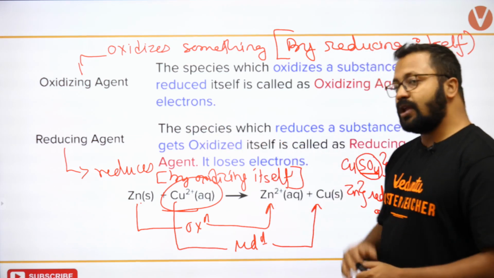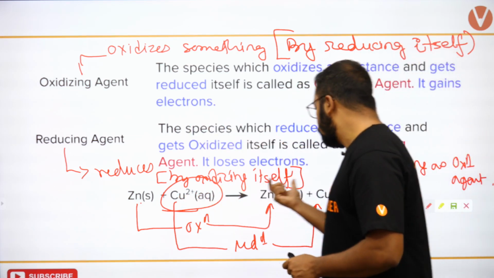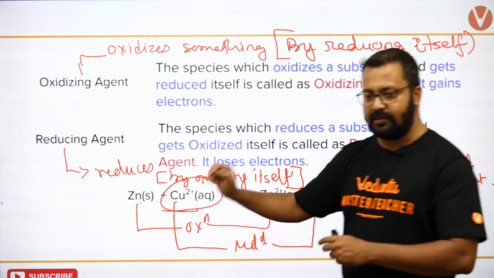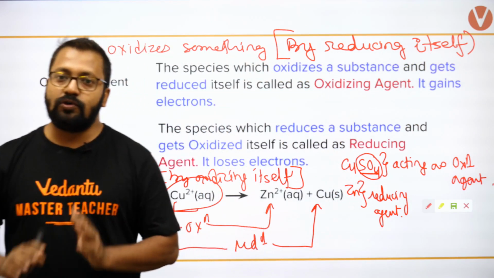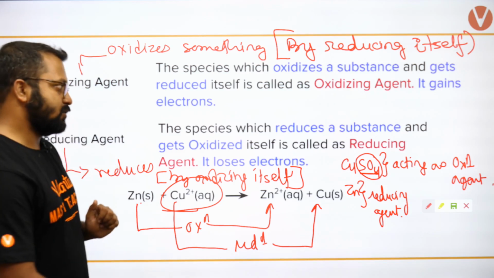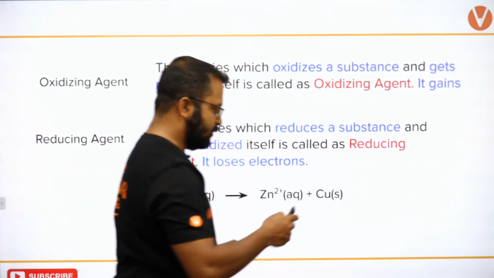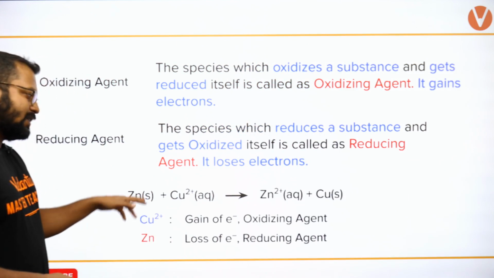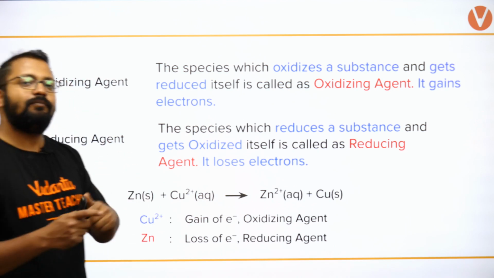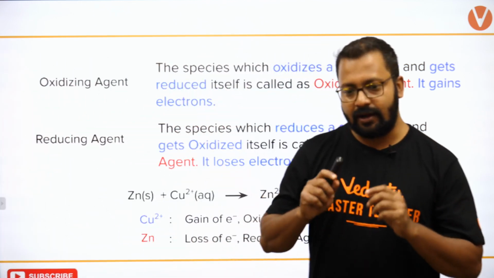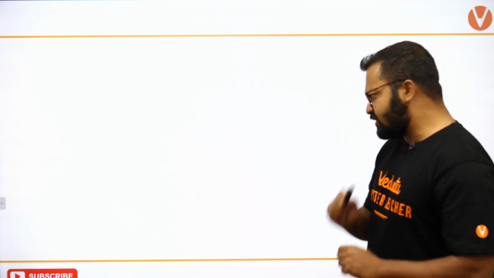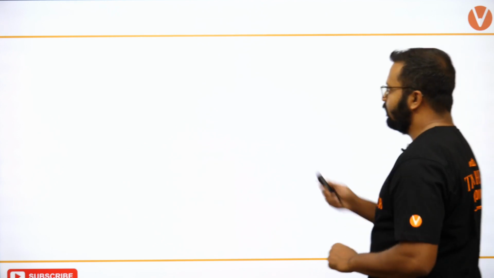So in electrochemistry you will see that we have removed spectator ions and we are only taking those entities which are participating in the reaction. Okay, only those entities participating in the reaction. So don't get confused. So Cu2+ gains electrons, it's working as an oxidizing agent, and zinc, by loss of electrons, is working as a reducing agent. Okay?